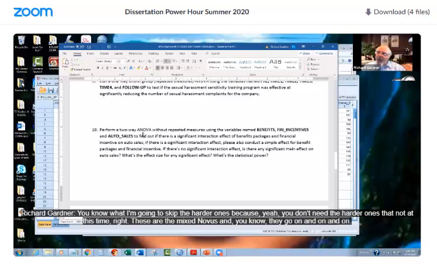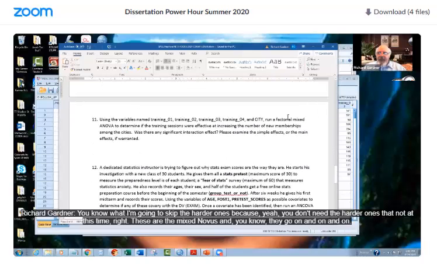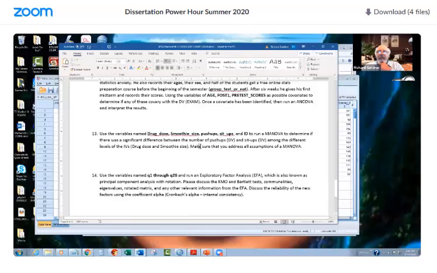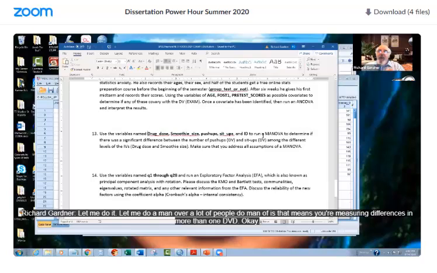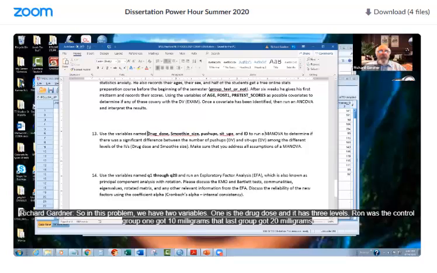You know what? I'm going to skip the harder ones because you don't need the harder ones, not at this time, right? These are the mixed ANOVAs, and they go on and on and on. Let me do a MANOVA. A lot of people do MANOVAs. That means you're measuring differences in more than one DV, okay? So in this problem, we have 2 variables. One is the drug dose, and it has 3 levels. One was the control group. One got 10 milligrams. The last group got 20 milligrams. And the second variable is smoothie size. It's a health smoothie. One is a small and one is a large. So you got 2 categorical variables there running at the same time.